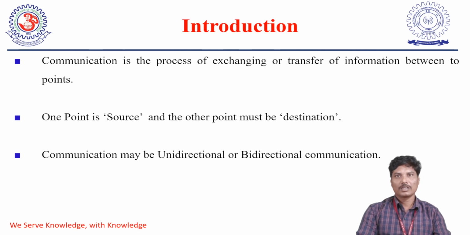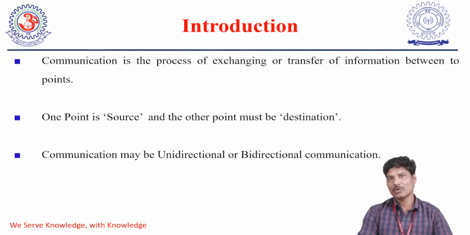Suppose we take radio broadcasting: one point is the source and more than two points are the destinations. One point must be the source and the other point the destination; only then is the communication meaningful. This communication may be unidirectional or bidirectional. Unidirectional means, for example, simplex communication like radio broadcasting, where the radio station only sends the signal and so many receivers in households receive the signals sent by the radio station. That is unidirectional communication.